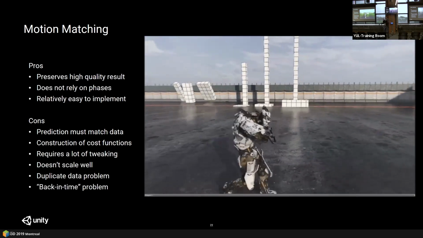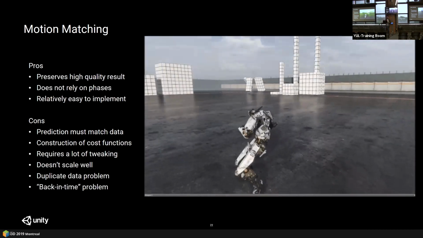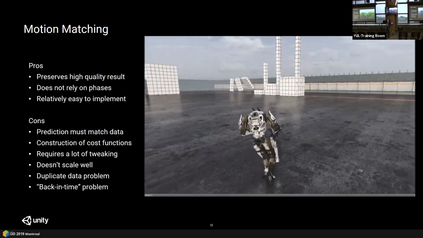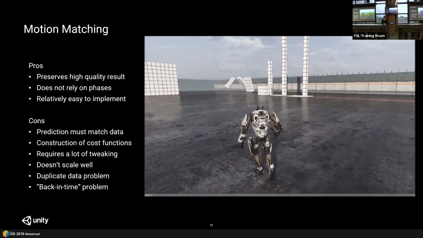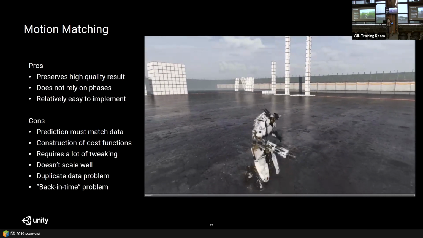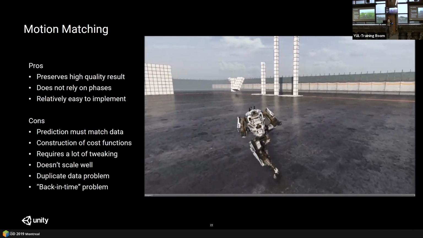The problem is, of course, everything that I said so far. Manually tweaking those cost functions is really a pain, and it's unreliable. It requires a lot of tweaking, and it doesn't scale.